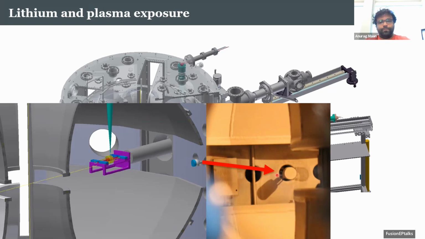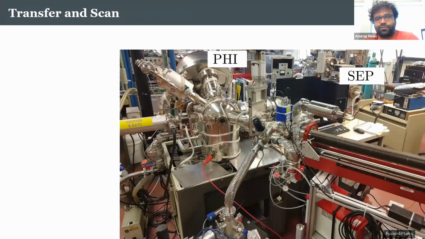Once we have enough lithium plasma and residual vacuum exposure, we wheel it down to the surface science lab, which is next door to us because PPPL has this really nice facility, and hook it up to a high resolution XPS spectrometer called the PHI, which wasn't working initially, and it's part of my job to fix it.